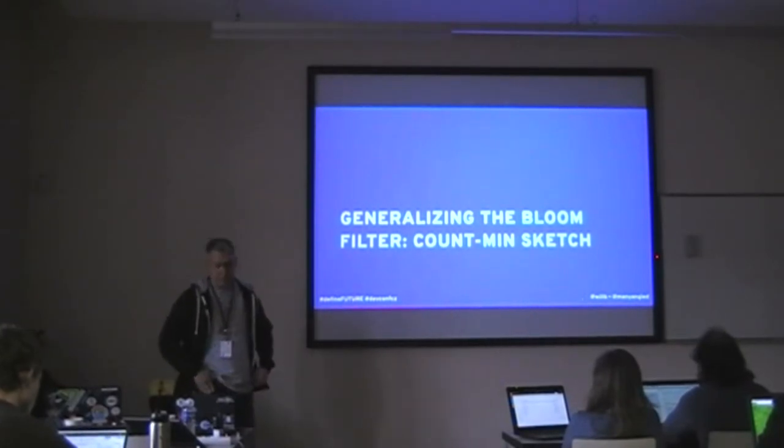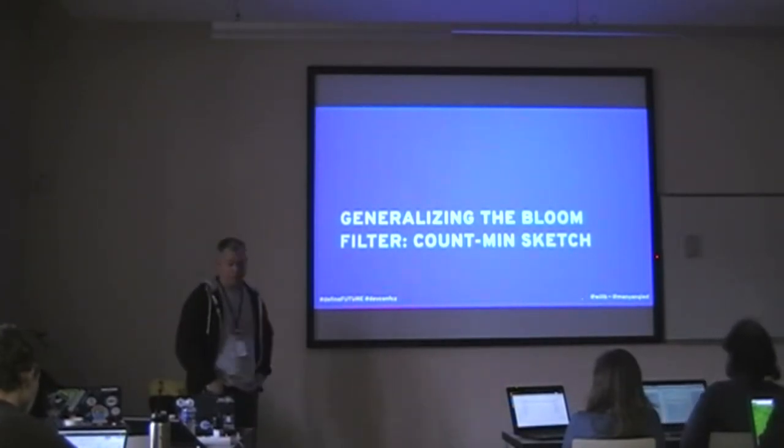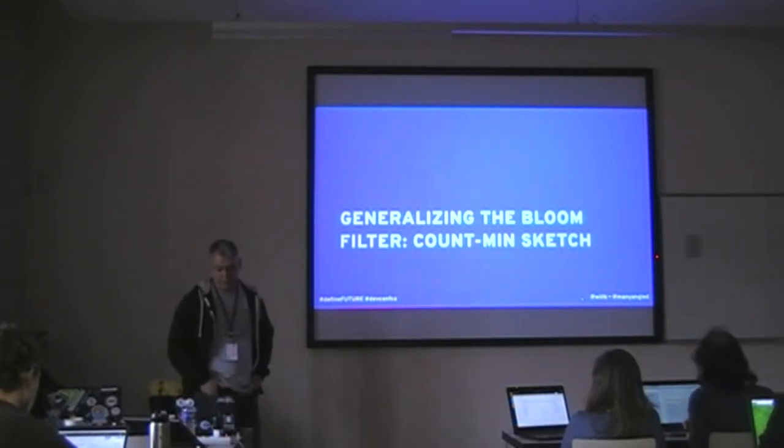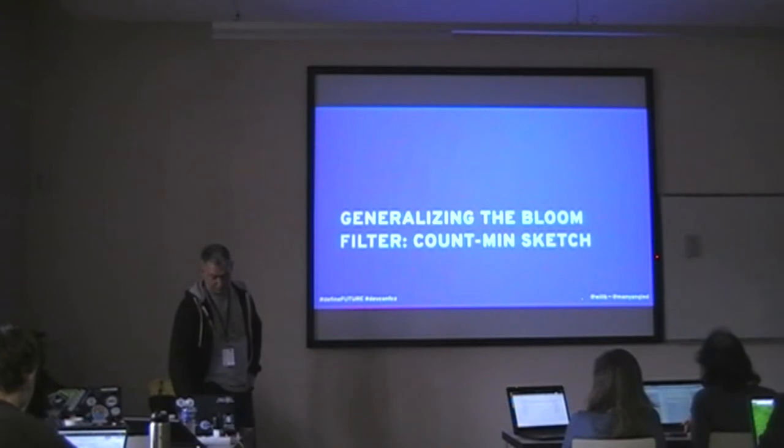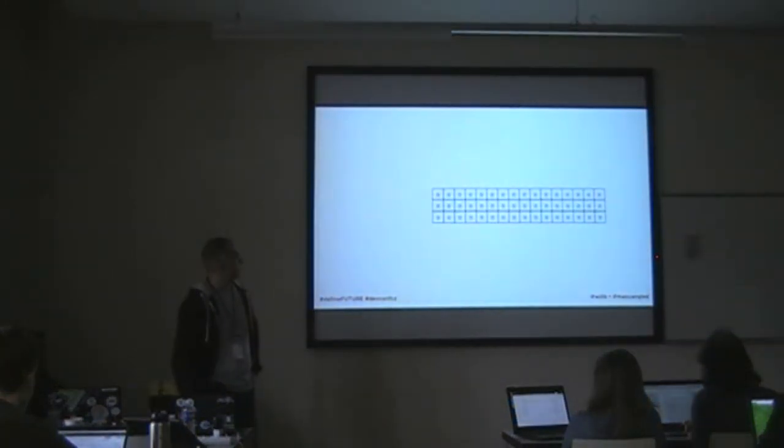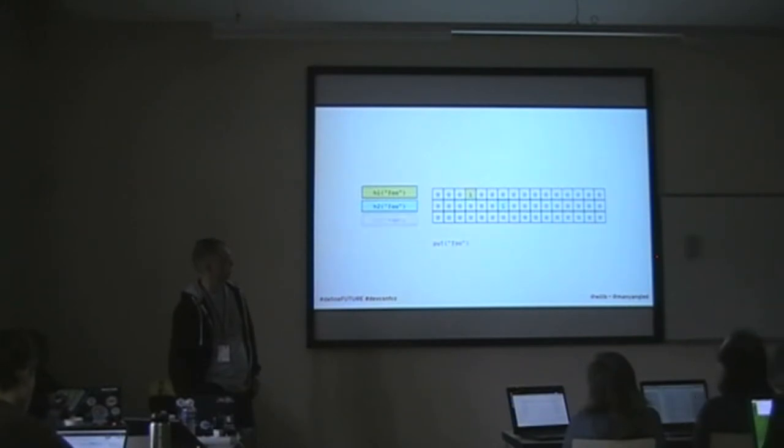So the next structure I'm going to talk about is called the count-min sketch, and it just generalizes the Bloom filter to hold counts instead of bits. So here is a diagram of a partitioned Bloom filter, except those are not really single bits anymore. And if we insert something into the sketch, we hash it with several functions. And for each one, we're incrementing the counter. So the first time you see these things, it kind of looks like the Bloom filter.